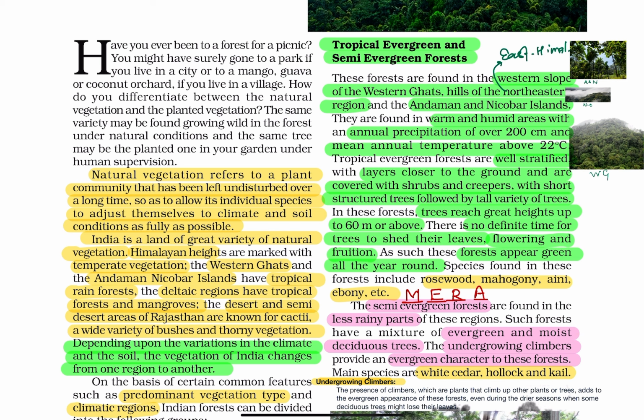Then, very important point, why are they called evergreen forests? Does that mean that they don't shed their leaves, or there is no flowering or fruition here? Basically what happens is that they have a very smart strategy. They will not shed their leaves all at once. This is a very important strategy, right? They do shed their leaves.